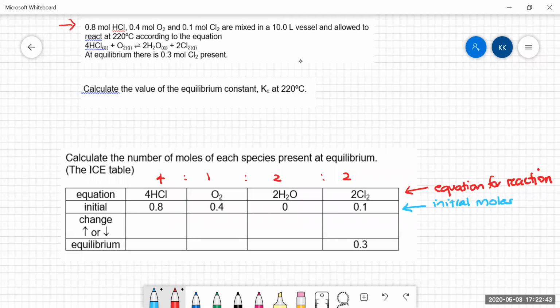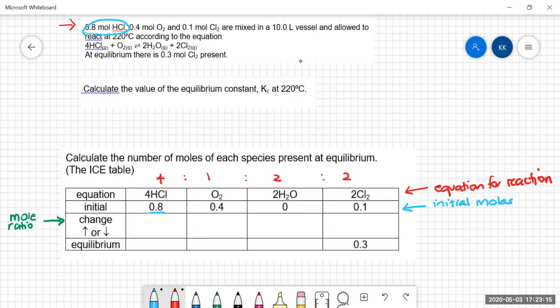Sometimes it's moles in the question, sometimes it's concentration. This one's moles. So you can see we're given 0.8 of a mole of HCl. So we're going to write 0.8 in the table for HCl. We don't need to multiply it by 4 or anything like that. The only thing that obeys the mole ratio is the change row. So the mole ratio is important only for the row of the table that has the changes.